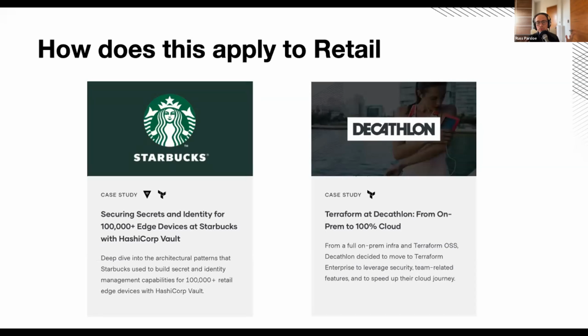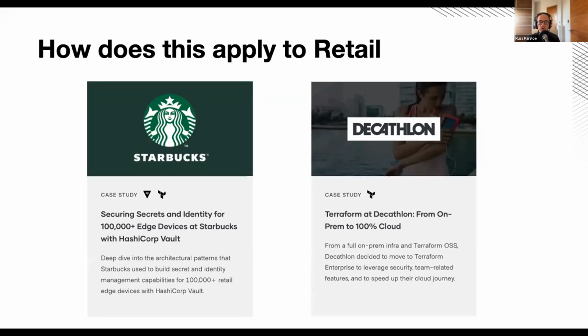But Starbucks, for example, needed to secure their edge devices. And they, as you can imagine, are operating at massive scale. There is a store pretty much on every corner. So they needed to secure 100,000 of their retail edge devices, and they used HashiCorp Vault to secure all of those things. So if you bought a cup of coffee, without realizing it, you will actually have used Vault in the background to help secure that transaction.